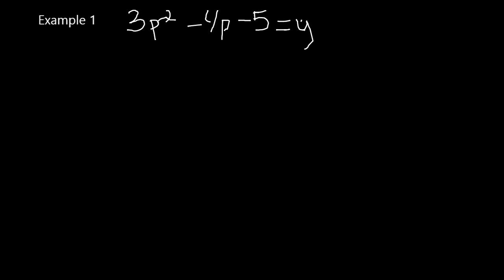So I'm first going to label my a, b, and c. This is already in standard form. My a is 3, my b is negative 4, and my c is negative 5. So I'm going to plug everything in to my quadratic formula.